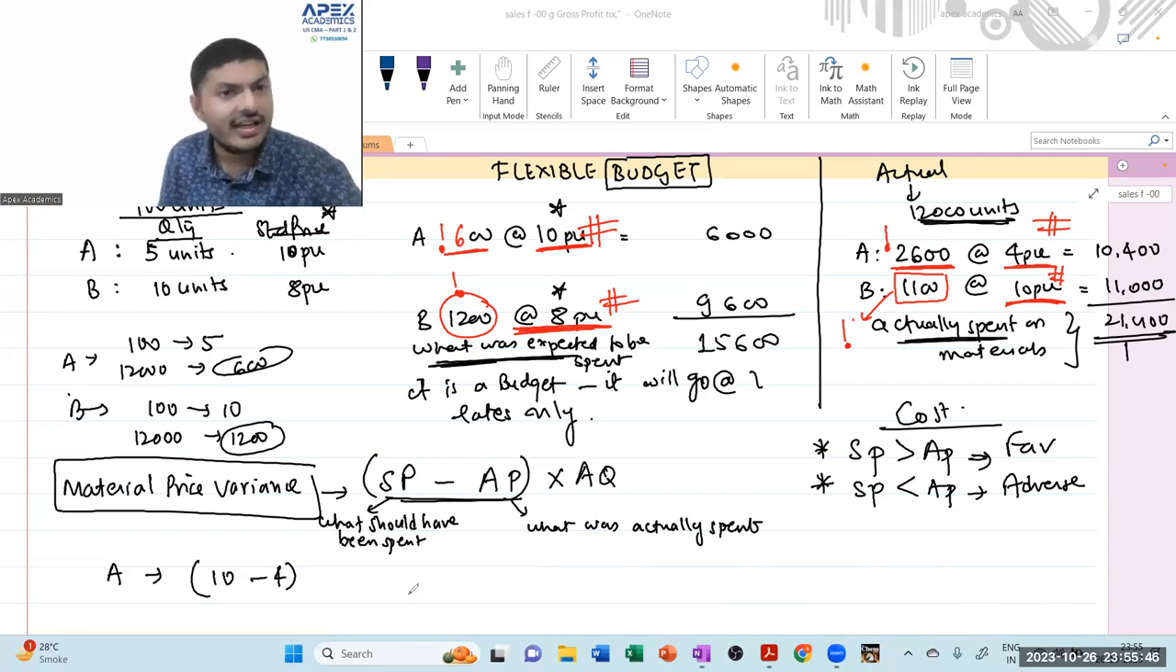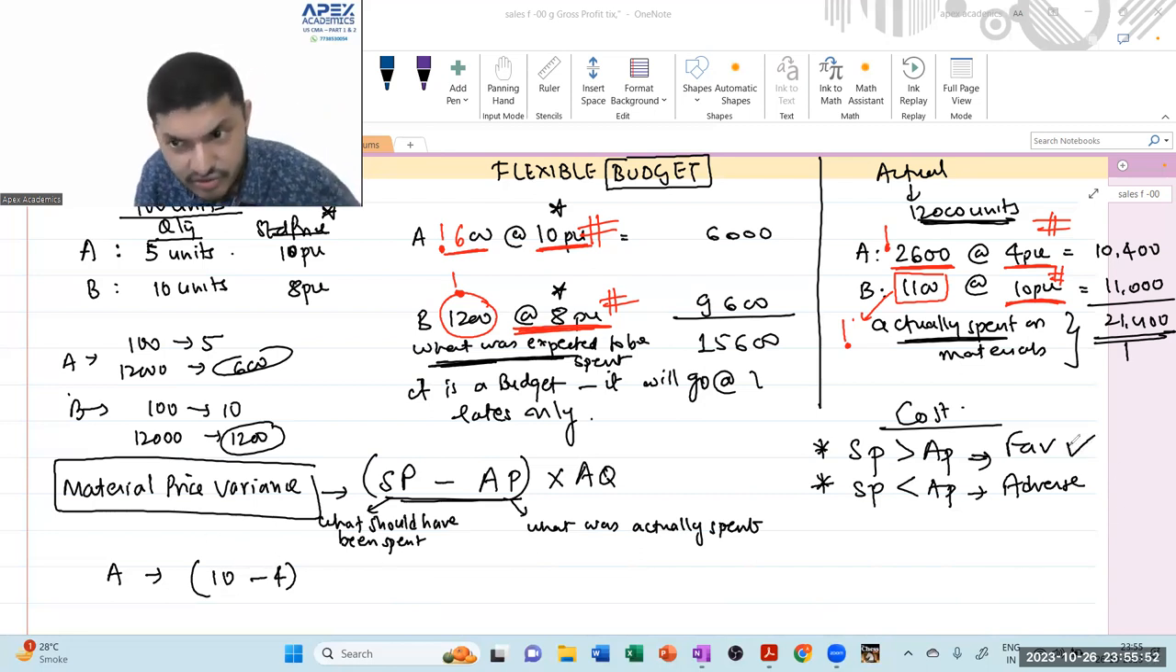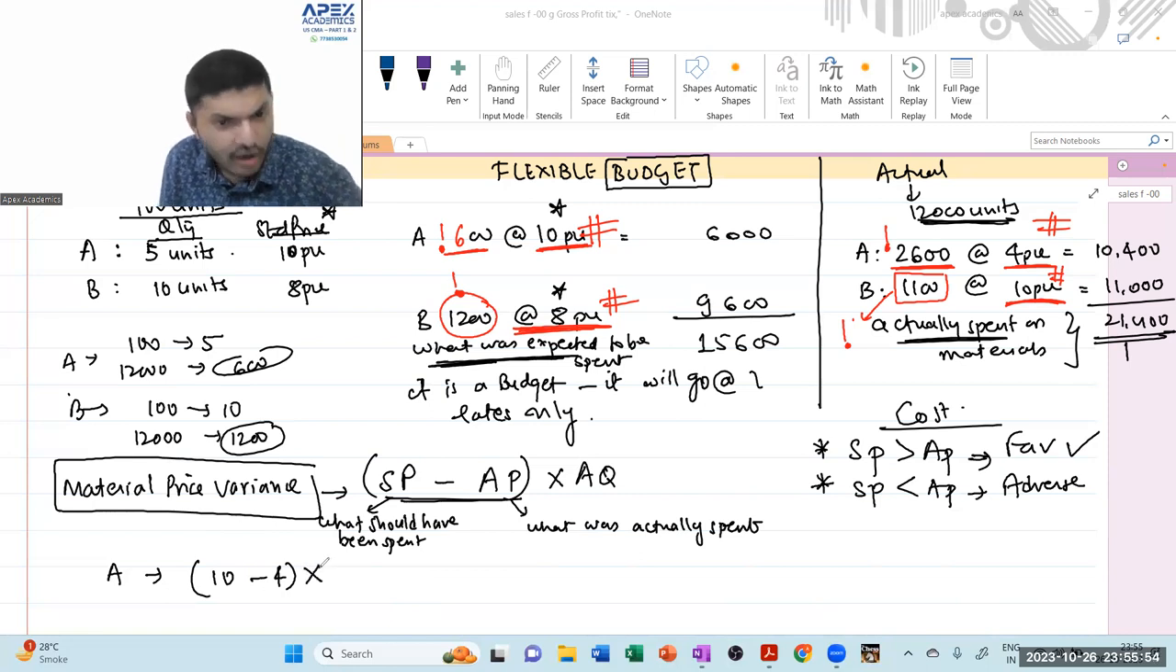So in the case of A, I was supposed to spend 10, I spent 4, which is favorable, which is very good. But actually on how many units? I actually spent it on 2,600 units. So this is 6 multiplied by 2,600. Your answer is 15,600 favorable.